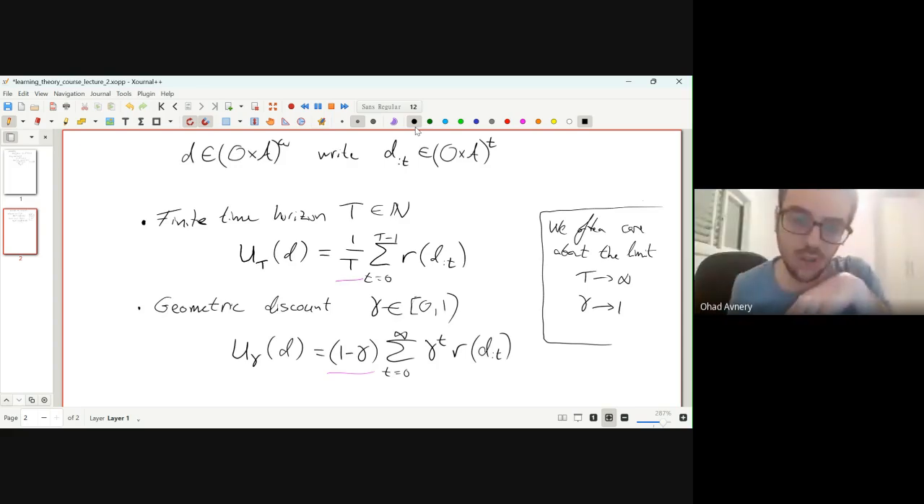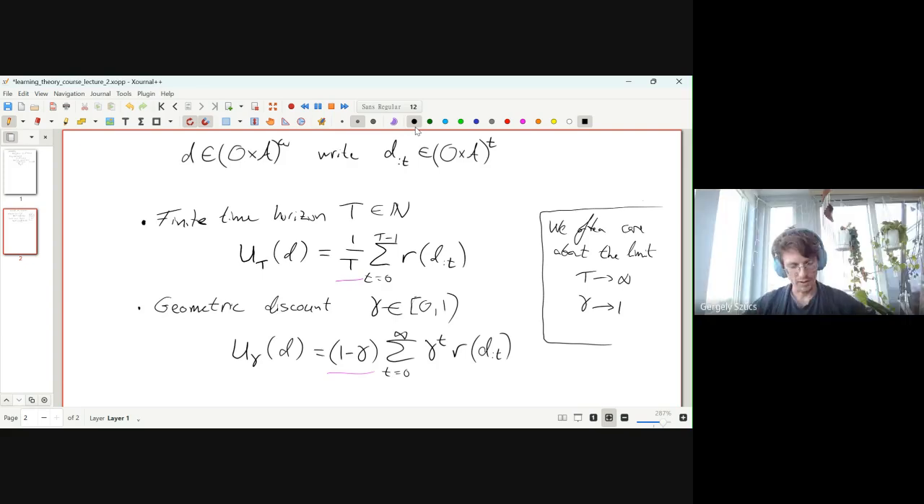Yeah, I have a question. If both limits exist, are they always equal? That is a good question. My guess would be yes, but it's a good exercise to try to work it out.